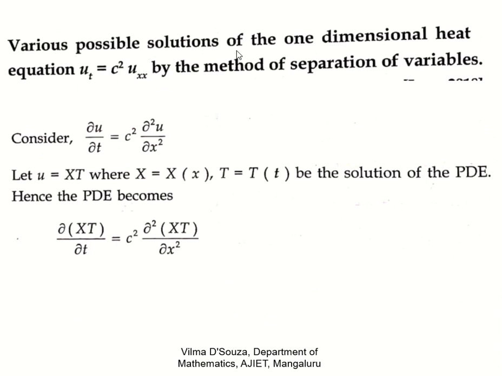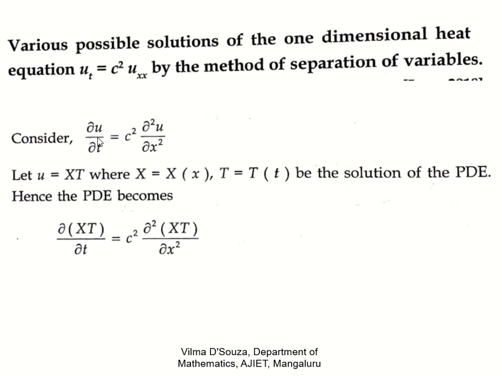Various possible solutions of the one-dimensional heat equation by the method of separation of variables. Consider the heat equation. dou u by dou t is equal to c square dou square u by dou x square. This is your one-dimensional heat equation. As you have done in the wave equation, let u is equal to x into t, where x is a function of x and t is a function of t, be the solution of the PDE. Same method we are using, but the equation is different here.